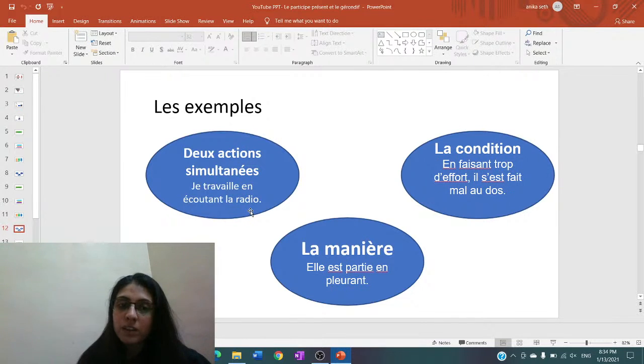But "while" over here is important. I work while listening to the radio. "I work listening to the radio" is not a formal way, not a proper way of putting the sentence. Alors, comment travailles-tu? Je travaille en écoutant la radio.